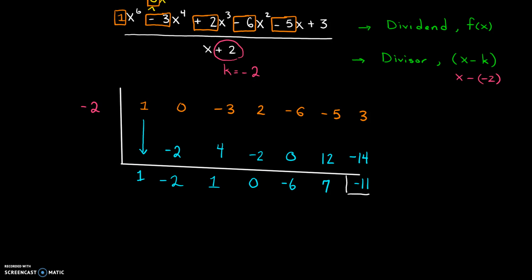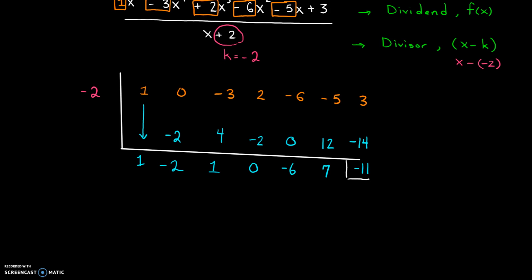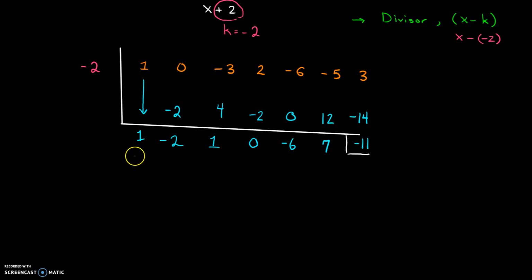Now I'm going to tell you how you write your answer from here. It's pretty straightforward. This whole part right here, without this last number, we call the quotient. So this is the quotient.